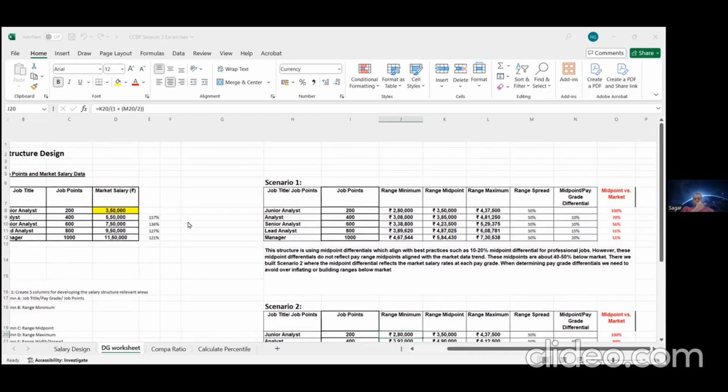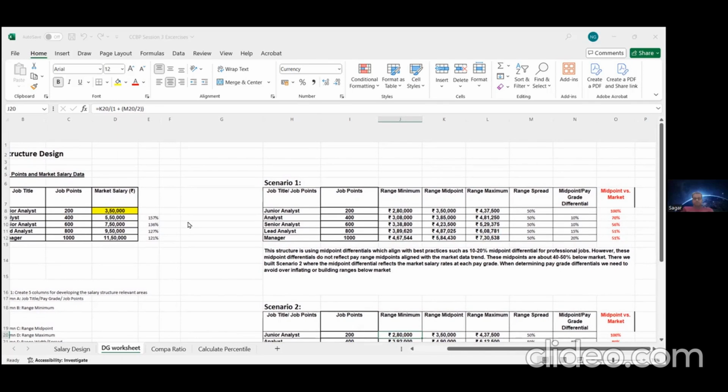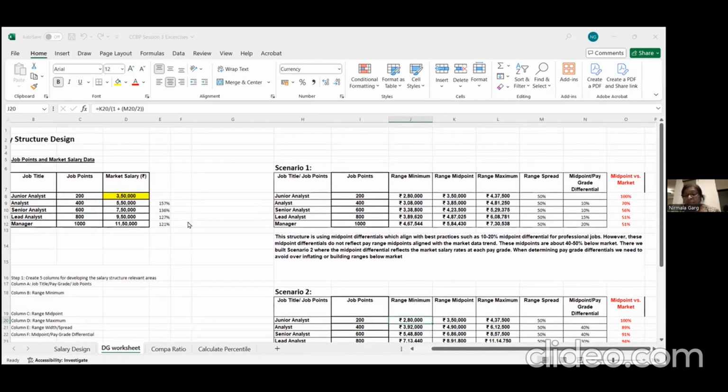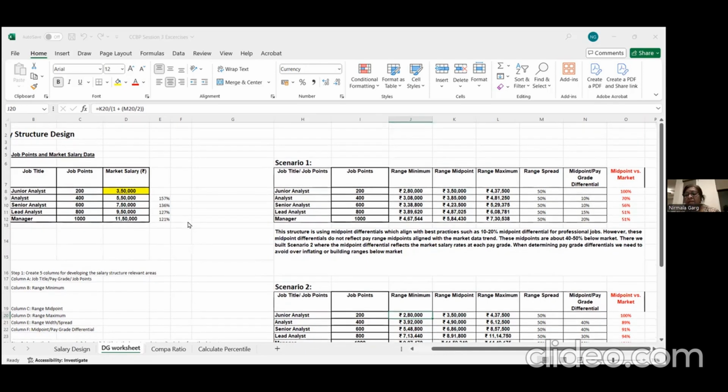Got it. So when you're doing overlapping, first calculate the midpoint differentials you want to give. Then add it to your midpoints. Then create the spread. And that's it. When you have the spread, use the formula: for minimum, the midpoint divided by 1 plus 1/2 of the spread. And for maximum, it is midpoint divided by 1 minus 1/2 of the spread. I will send you some formulas. I think they are there in the reading material actually.